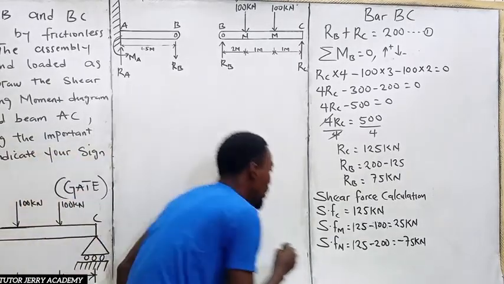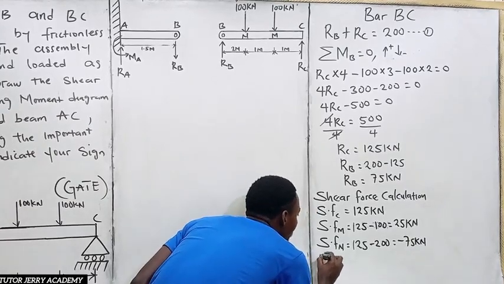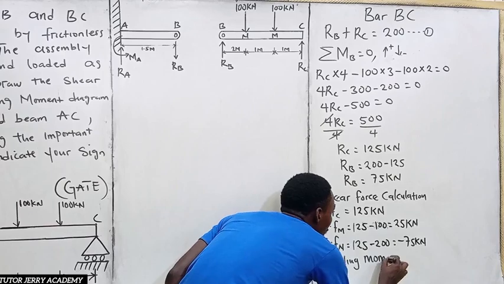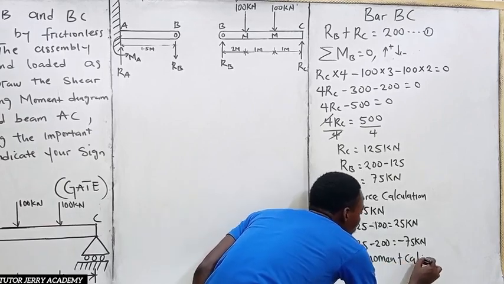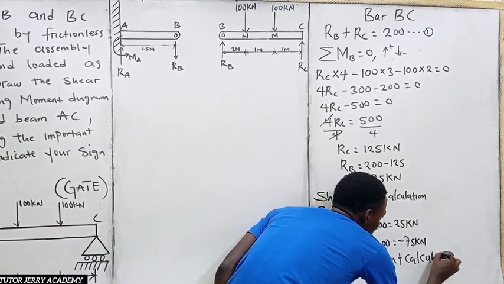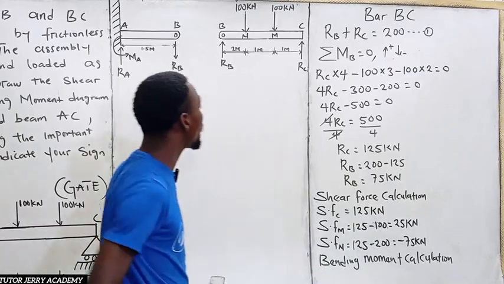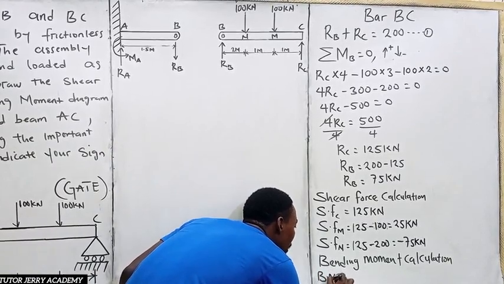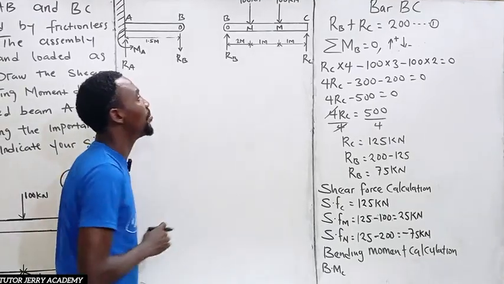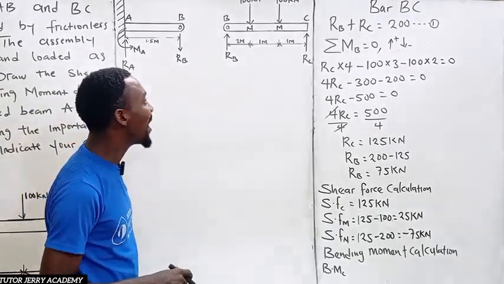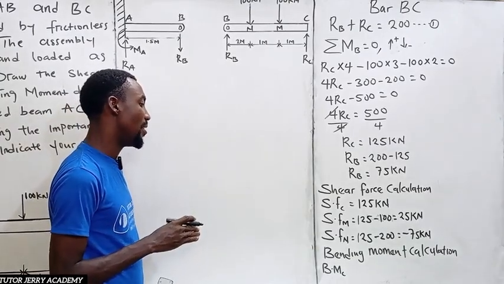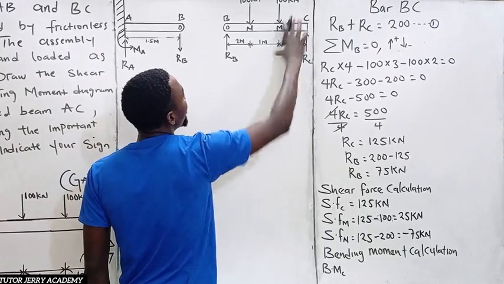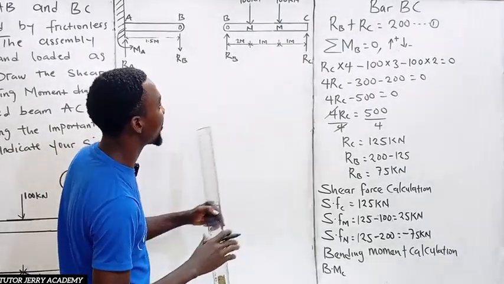Alright. So now let's do the bending moment calculation on bar BC. Bending moment calculation. Alright. So now, at point BC, the bending moment at point C. You know bar BC now becomes a simply supported beam, right? And we know that the moment at the end of a simply supported beam is nothing but what? 0.